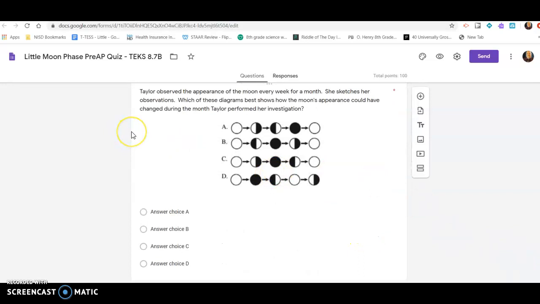Last question. Taylor observed the appearance of the moon every week for a month. She sketches her observations. Which of these diagrams best shows how the moon's appearance could have changed during the month Taylor performed her investigation? Answer choice A, answer choice B, answer choice C, or answer choice D?